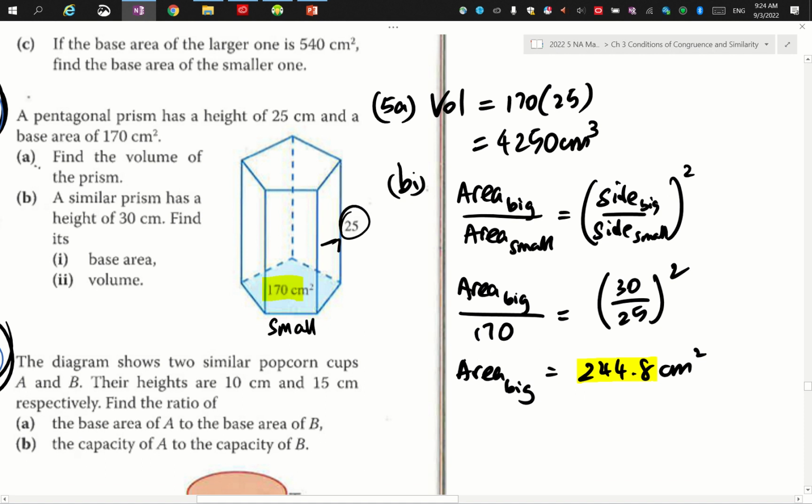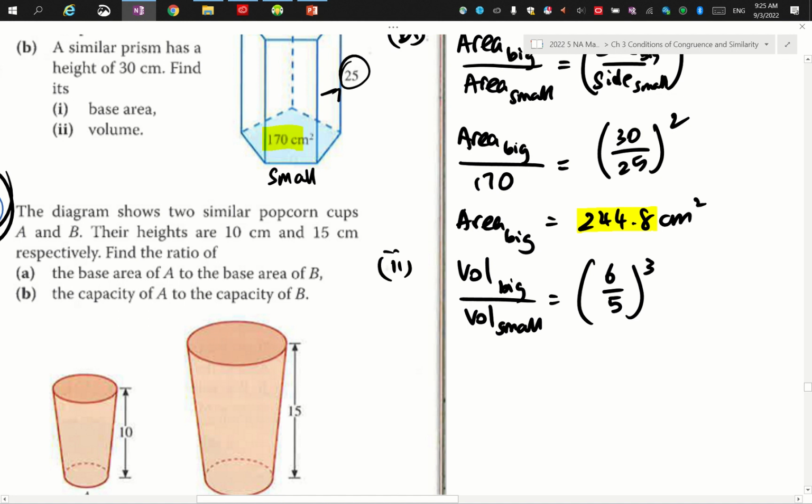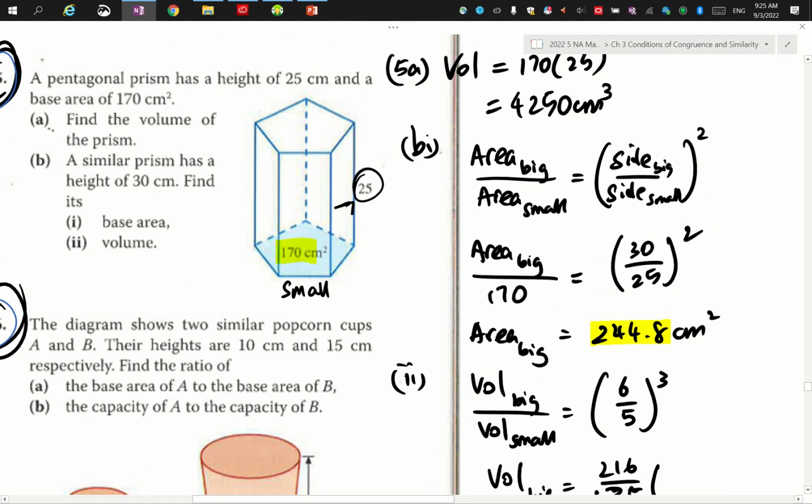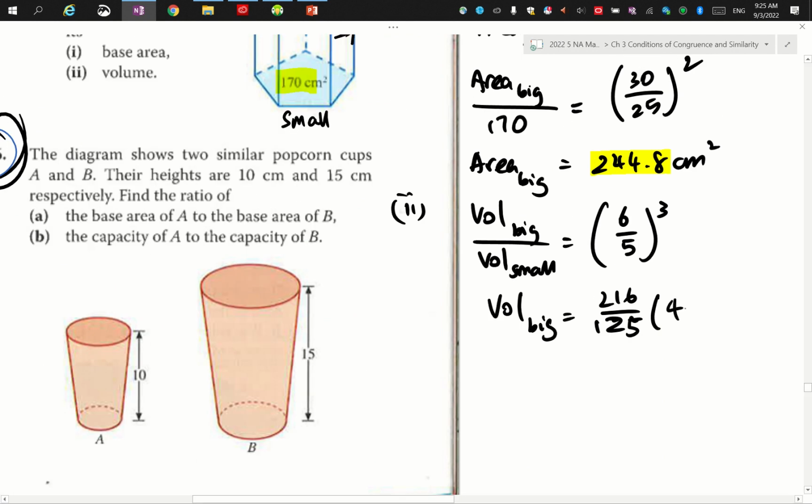And then finally for part 2, volume. Volume big, divide by volume small. Same thing lah, 30 over 25, we simplify it, it becomes 6 over 5. Cube. So volume big equals to 216 over 125 multiplied by the small volume, 4250. 4250. How much? 7344.